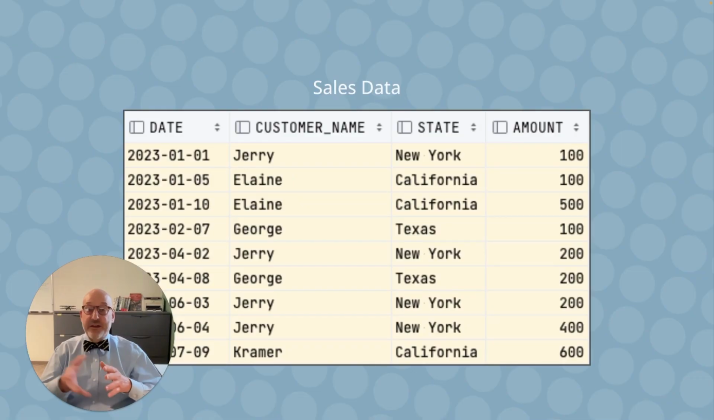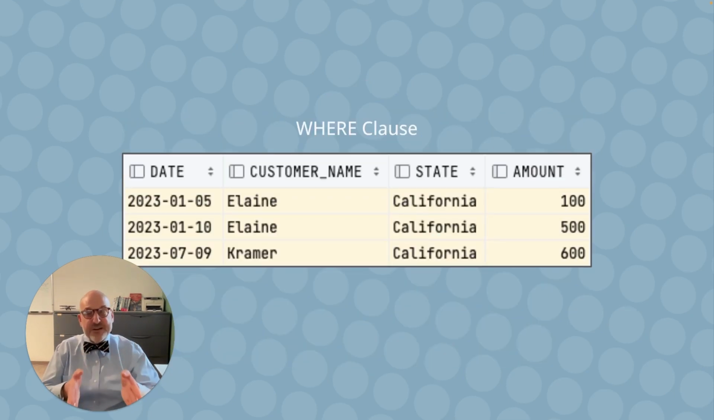With it, you can tell the database to return, for example, only records where the customer is in California, or only records where the product purchased was blue. The where clause filters the data that a query will consider. Here's some sales data. And here's that same sales data filtered just to sales in California. I did this using a where clause.